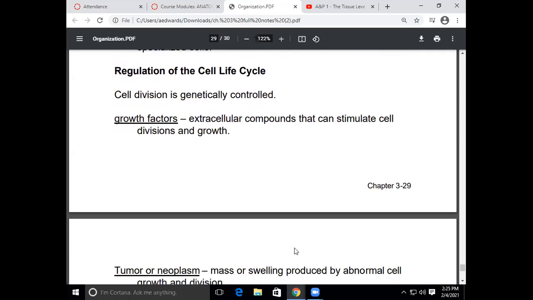All right, so how is the cell cycle regulated? Well, it's through genetics, your genes. So you've got growth factors. These are compounds outside your cell. They're extracellular, and they can stimulate cell division. They can stimulate growth.